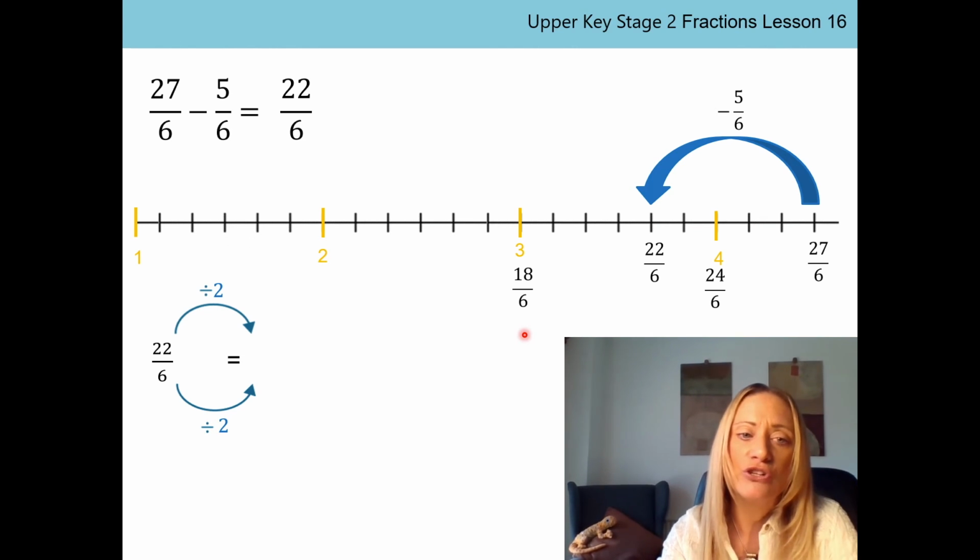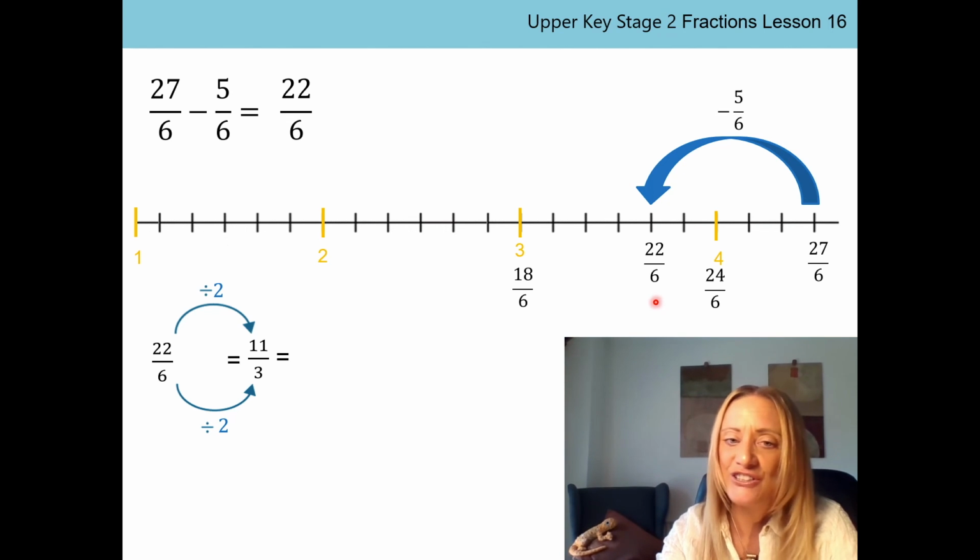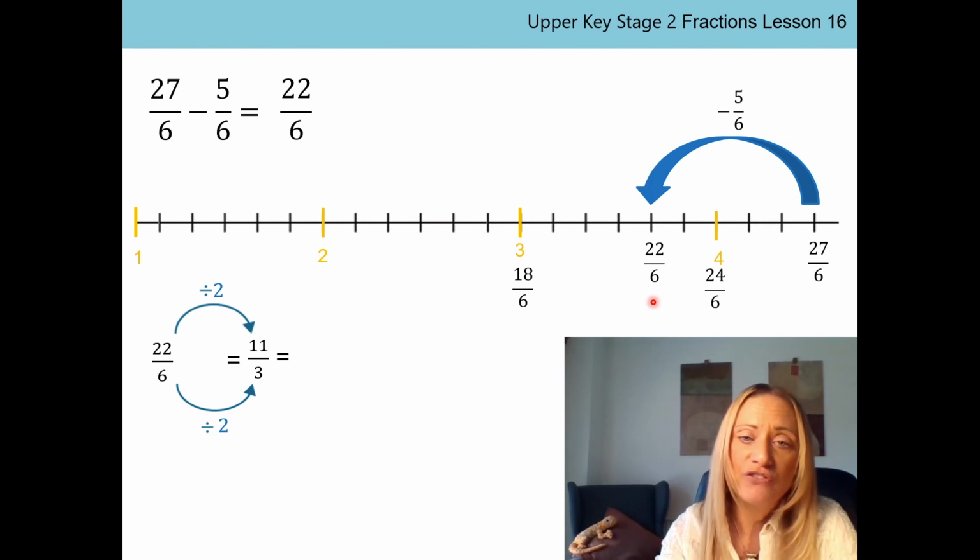2 is a factor of the numerator. So if I divide 22 by 2, I get 11. Well done. And 6 divided by 2 is 3. So I had 11 thirds. Where would that be on the number line? Where did you put it? Yes, it's in the same position as 22 sixths, isn't it? Because they're equivalent fractions and they take up the same proportion of the whole.